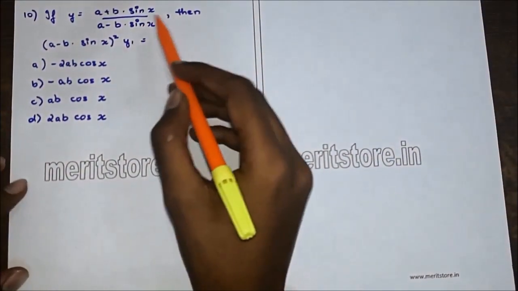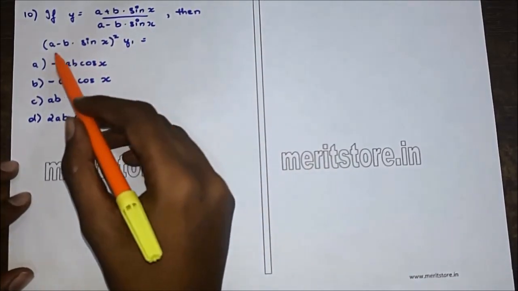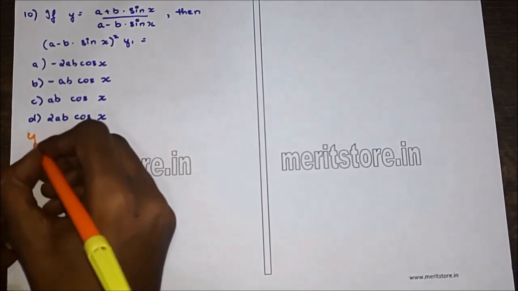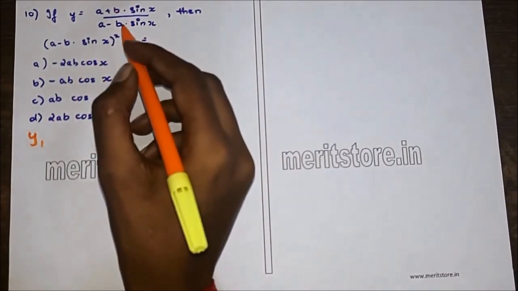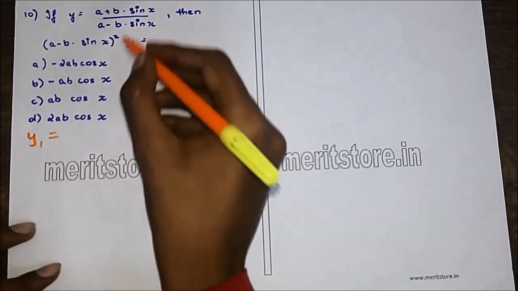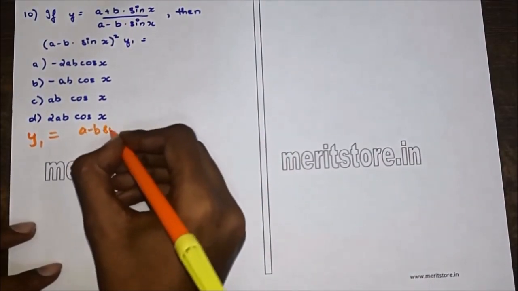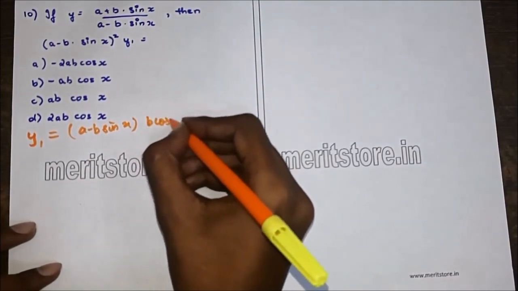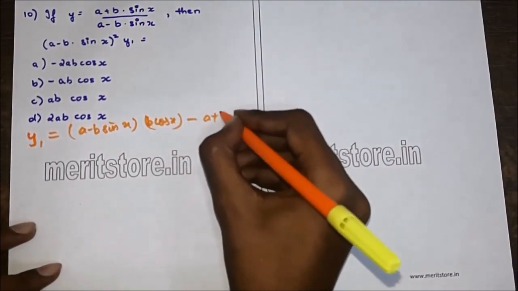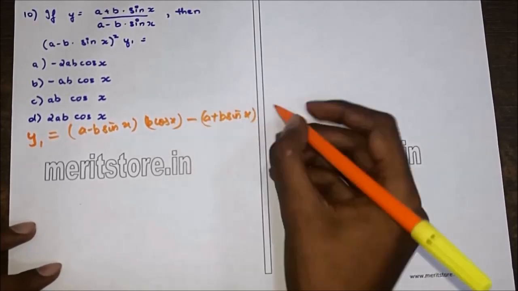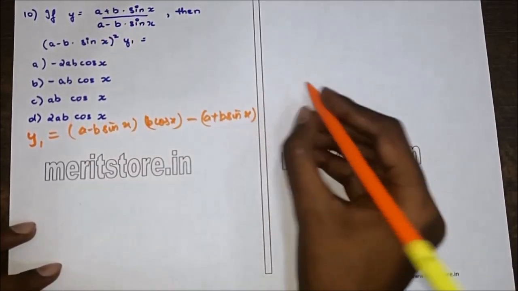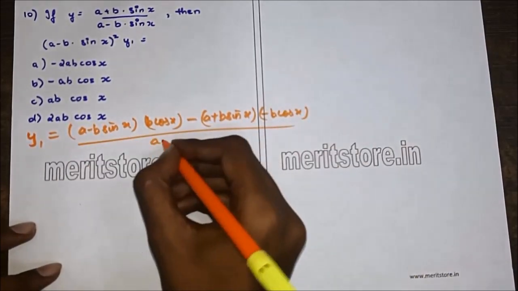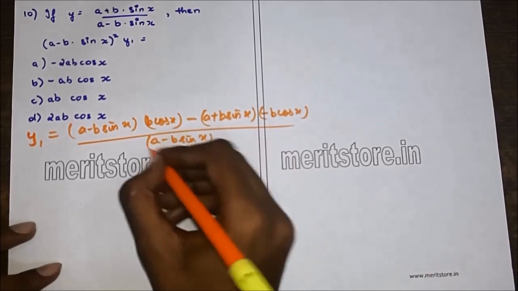If y is a plus b sin x upon a minus b sin x, then a minus b sin x the whole square into y1 is, so first we differentiate y, so y1 is, this is in the form of u by v, so differentiation of this term is a minus b sin x into derivative of numerator, that is b cos x minus a plus b sin x into derivative of this term, that is minus b cos x upon a minus b sin x the whole square.